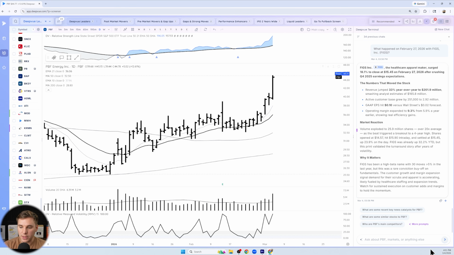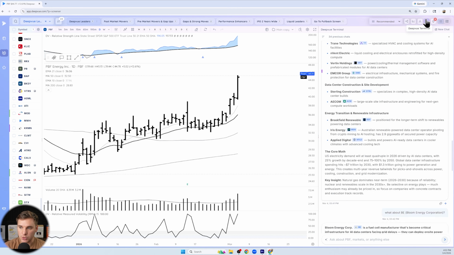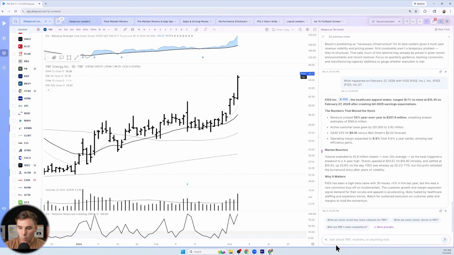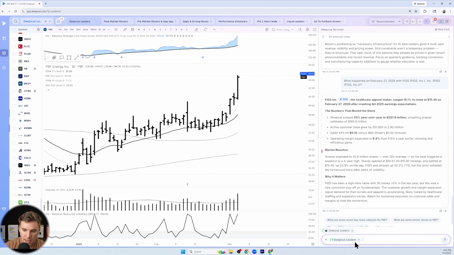One other really cool thing that you can do with the Deepvue leader screen is use the Deepvue AI to analyze it and find the themes within the Deepvue leader screen. So we just added this capability to Deepvue AI. So if you go over here and open up the Deepvue terminal with this icon here, what you can do is press the @ key and then type in Deepvue leaders. And now what Deepvue AI is doing is using those symbols as context for your prompt. So you can basically ask questions about the symbols in this screen.